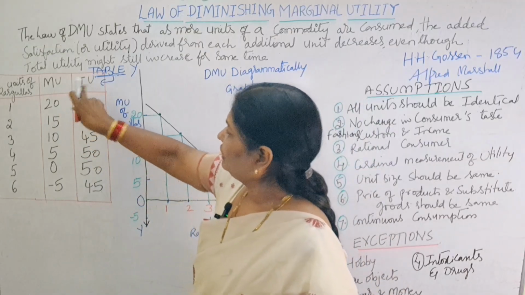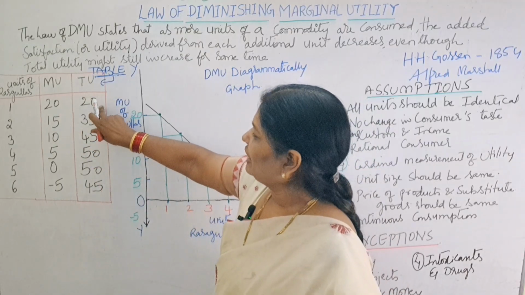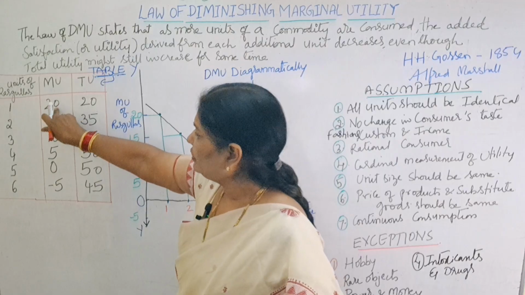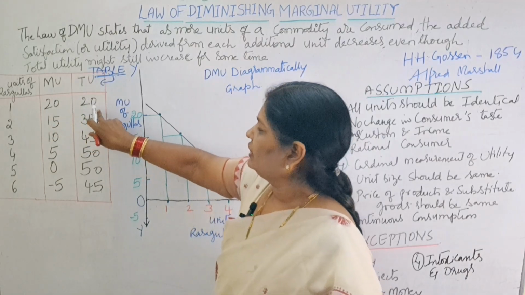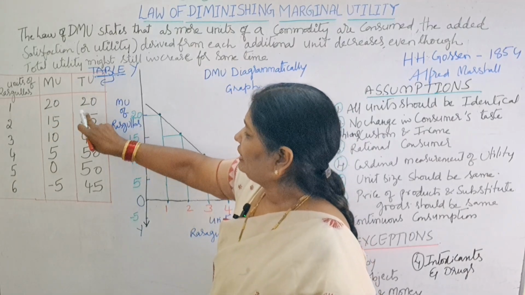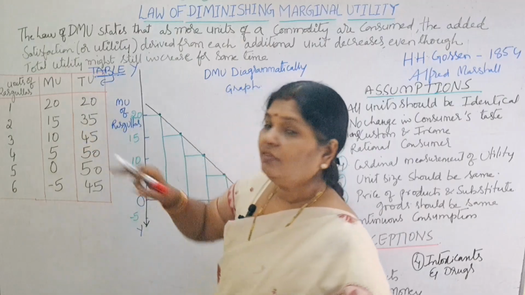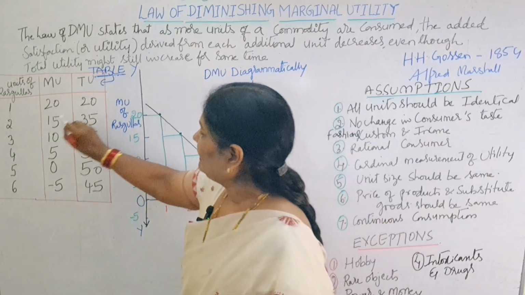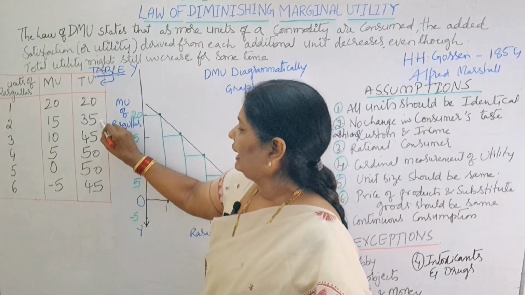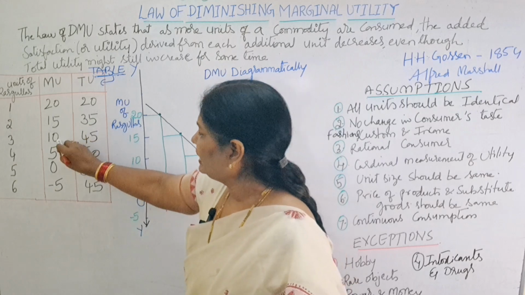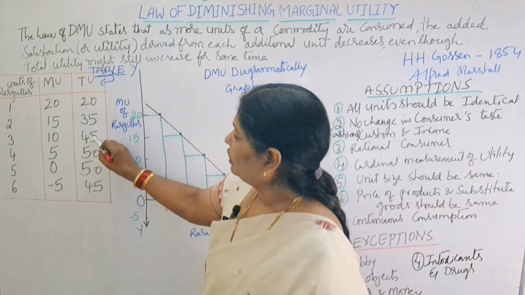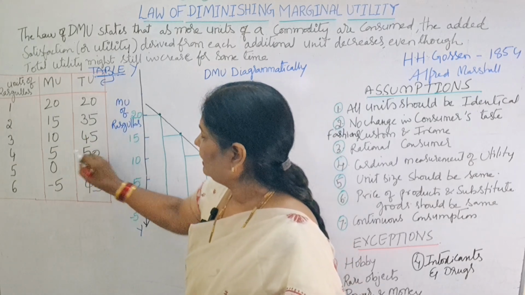So now we'll see total utility. At the first rasgulla, what is your total utility? Your marginal utility is equal to total utility. So here we have written 20. And when you consume the second rasgulla, what is your total utility? 20 plus 15, that is 35. And at the third rasgulla, 35 plus 10, 45. And at the fourth rasgulla, 45 plus 5 means 50.